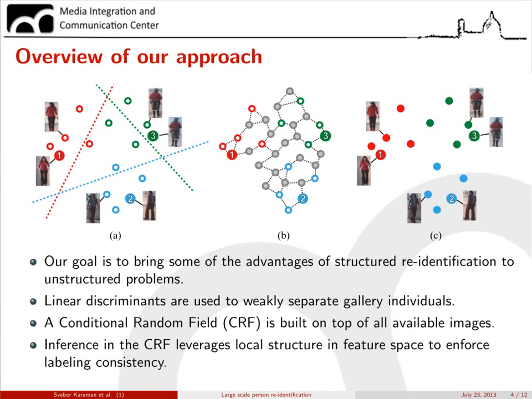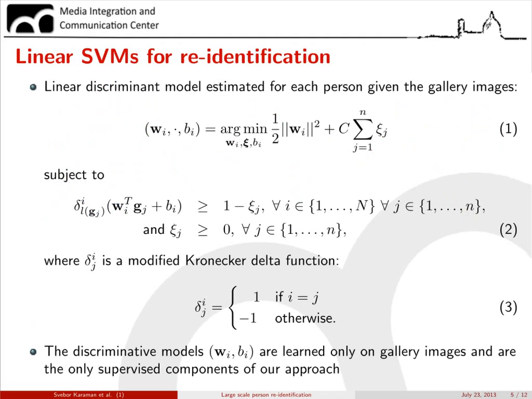Our goal in this work is to bring some of the advantages of structured re-identification to unstructured re-identification problems. We do this by building weak linear discriminants for each gallery individual, and then overlaying a conditional random field model on top of all available imagery. Inference in this conditional random field then leverages local structure and feature space in order to improve re-identification accuracy. Okay, let's jump right in.